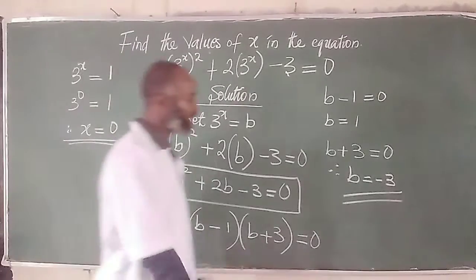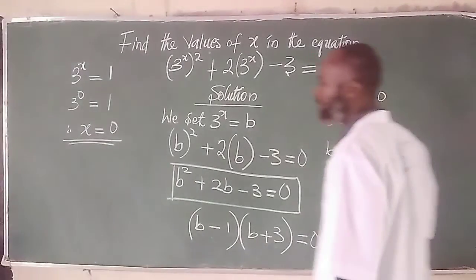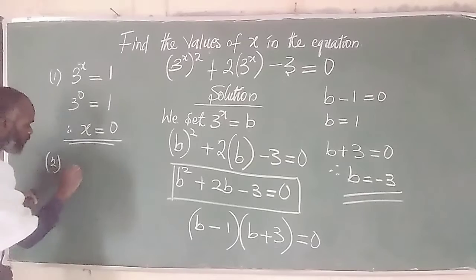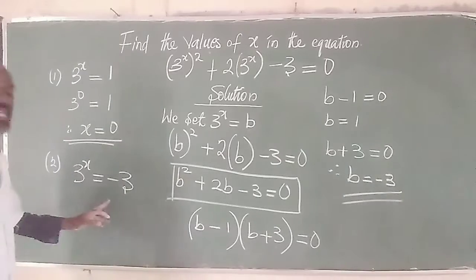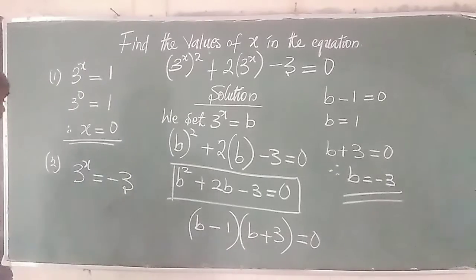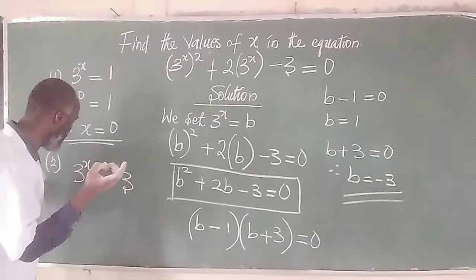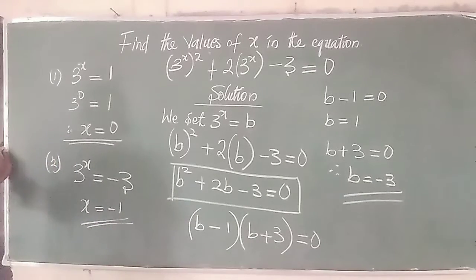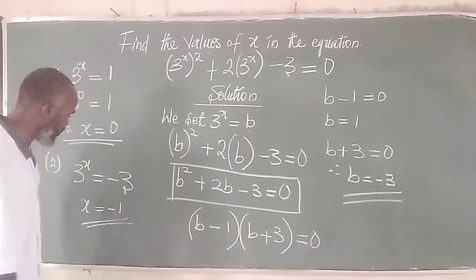Solved. Now let's look at the second one, where b equals minus 3. We have 3^x equals minus 3. Good. So what does this tell us? It tells us something important: minus 3 has an exponent that is 1, but it's unseen. So we have x equal to minus 1. So we don't waste our time, this will cancel out. This is carrying 1. So x is equal to minus 1.